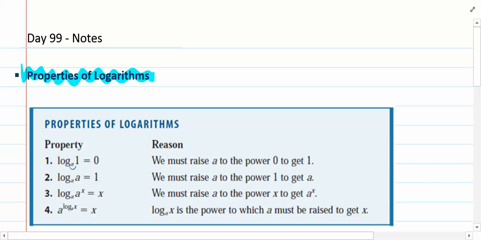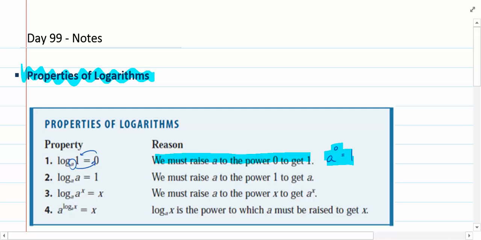Well, don't forget that when I rewrite this as an exponent, a must be raised to the 0 power. And what is any base a raised to the 0 power going to be? Well, that has to be 1. A raised to the 0 power has to be 1. So the explanation, or the reason provided here, reminds us of this exponential rule.